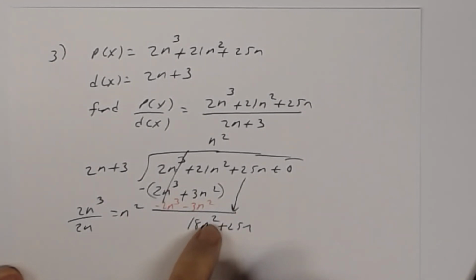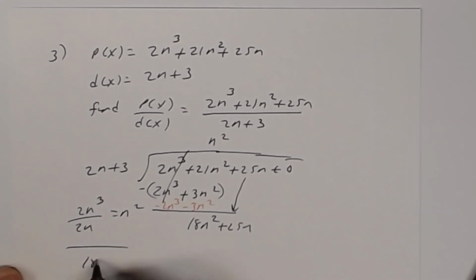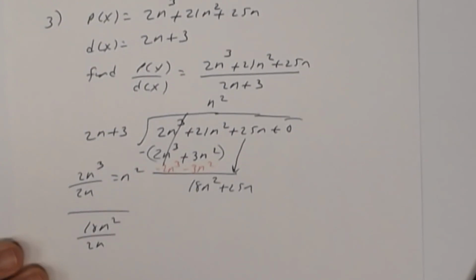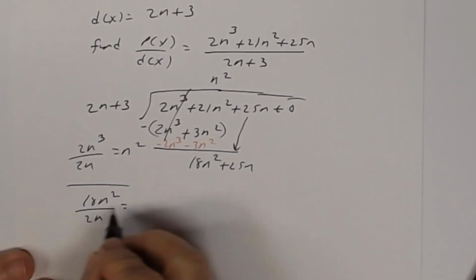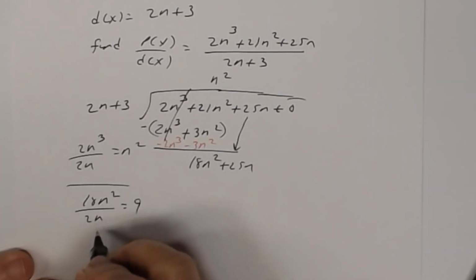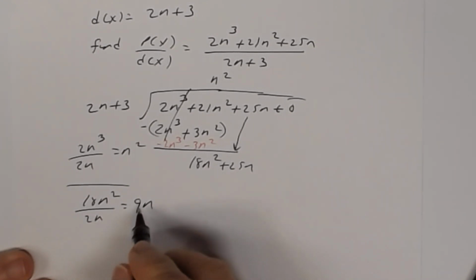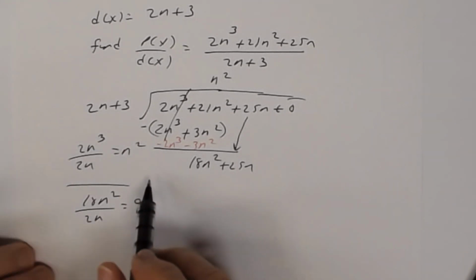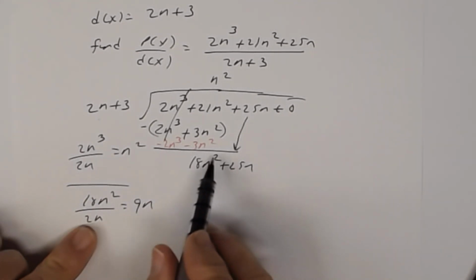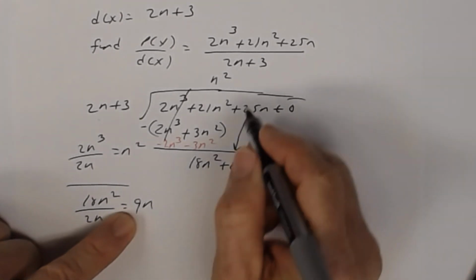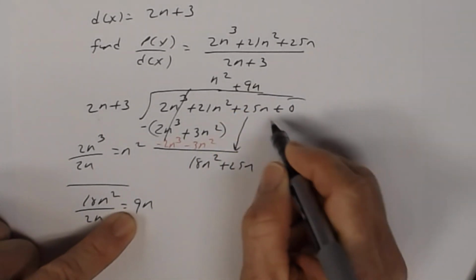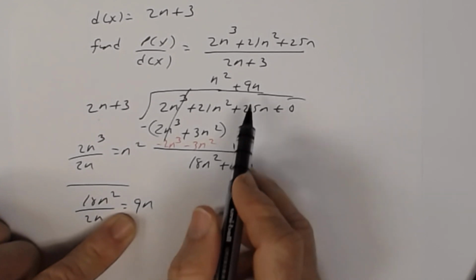Okay, now we're on the next term, plus 25n. Now remember, you see the degree here is 2, the degree here is 1, so I've got to keep dividing. So 18n squared divided by 2n: 18 divided by 2 is 9, n squared divided by n is n. So that means that 2n will go into 18n squared 9n times. So I'm going to put 9n right here. See, I'm aligning my like terms. Then we multiply.